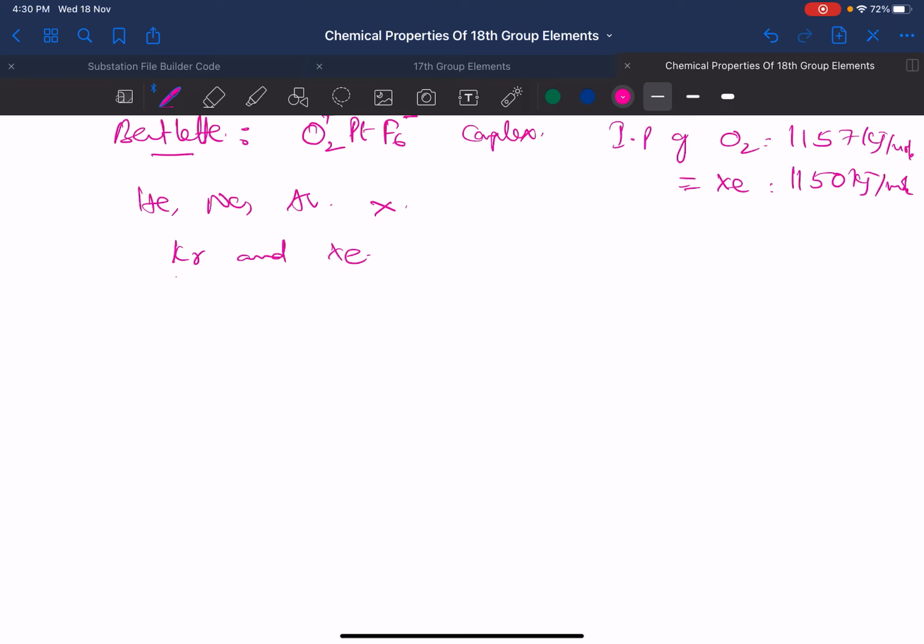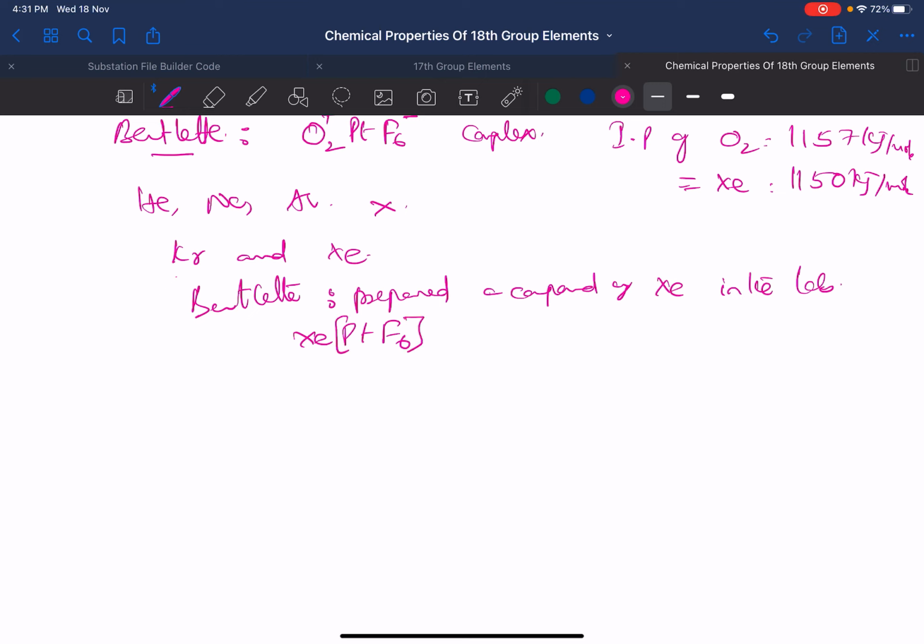Here Bartlett prepared a compound of xenon in the laboratory. What is that compound? It is xenon hexafluoroplatinate. Xenon is the cation, whereas platinum hexafluoride is the anion. So it is the first compound prepared by Bartlett in the laboratory, the first of the xenon compounds.